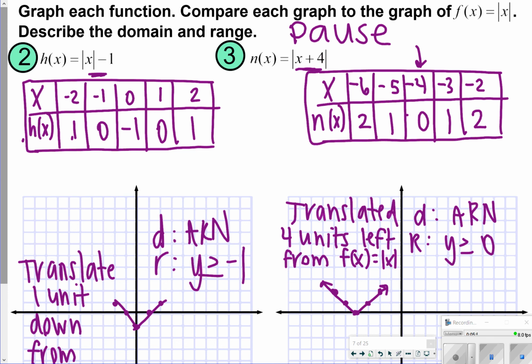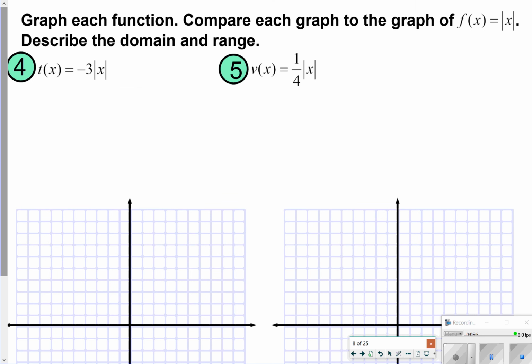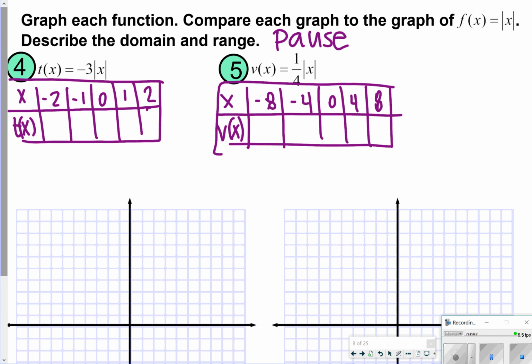Okay. Next up, we just have our last two in our notes. So again, we're going to go ahead and try these, making your table, describe and compare the graph to the parent function, and then find the domain and range. So let's go ahead and pause here, and then we're going to see what happens with these absolute value functions. Okay, so what I've gone and done is made tables for each of these. I'm going to go ahead and fill out number 4, where t of x is equal to -3 times the absolute value of x. So we'll have -6 as one of the values, and then -3, 0, -3 again, and -6 again.